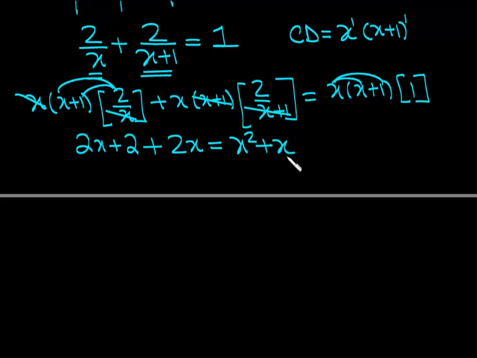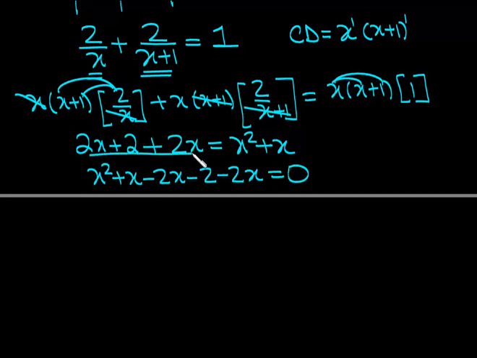So because we ended up with a quadratic, we should move everything to one side. So I'll move everything to the right hand side. So we get x squared plus x minus 2x minus 2 is equal to 0. So I'm moving all of these terms to the right, so they all become negative. Collect the terms, so we get x squared minus 3x minus 2 is equal to 0. So that's what we end up with.